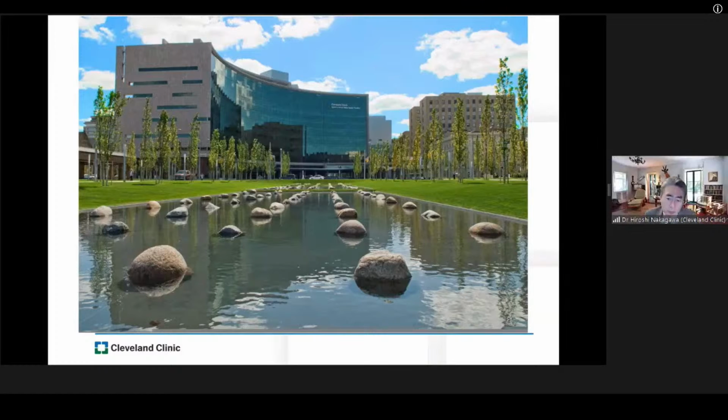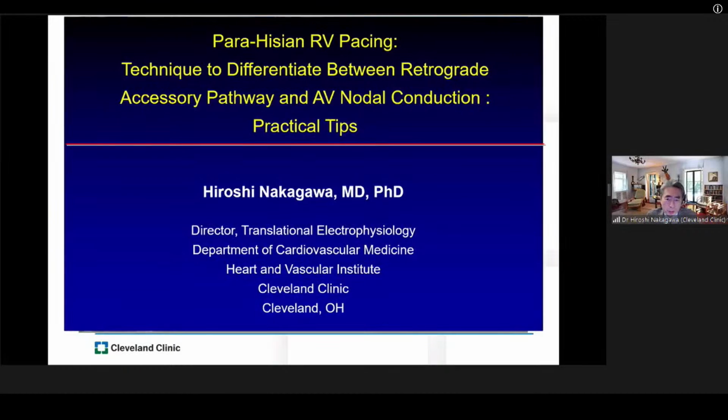Here's the Cleveland Clinic. I relocated to Cleveland Clinic 2 years ago. I was at the University of Oklahoma 28 years, and now the Cleveland Clinic. I became a Clevelander. I'm first talking about parahisian RV pacing, a technique to differentiate between retrograde accessory pathway and AV nodal conduction, and the practical tips.